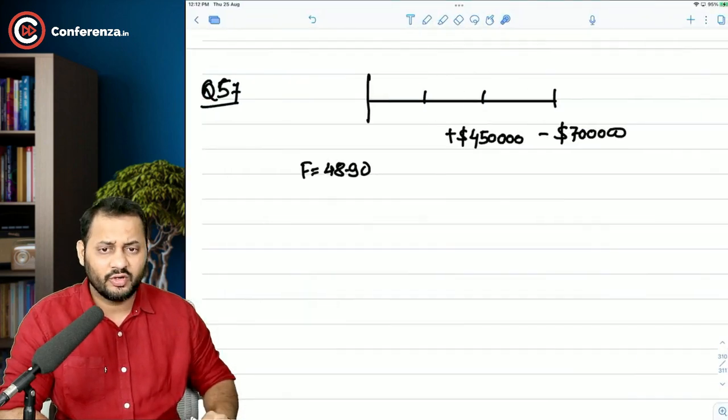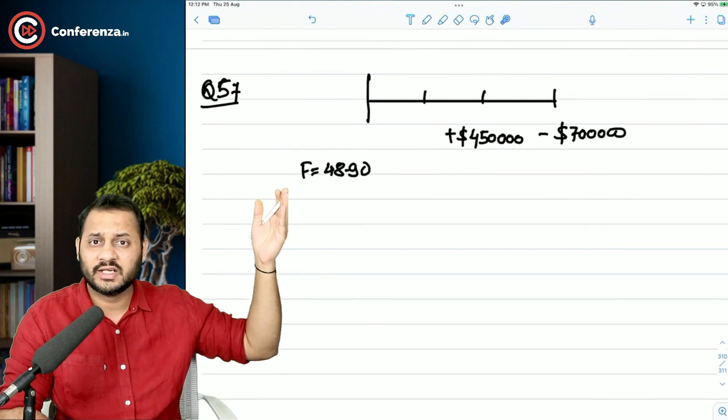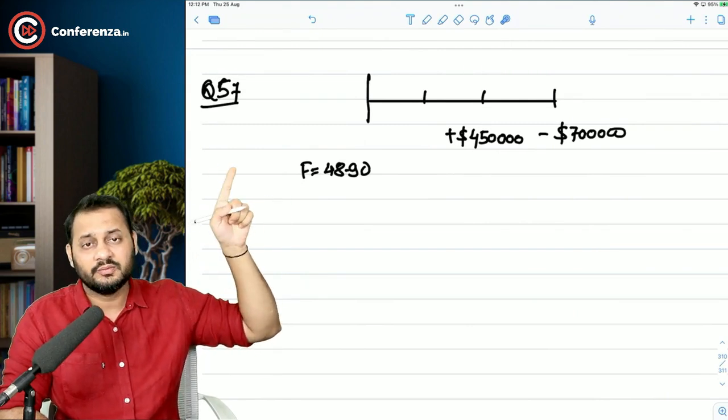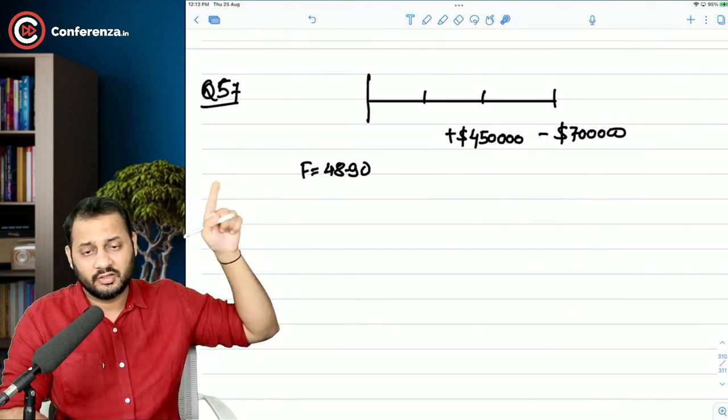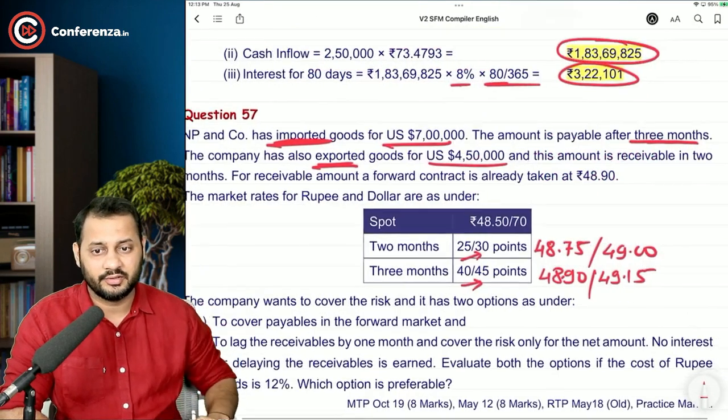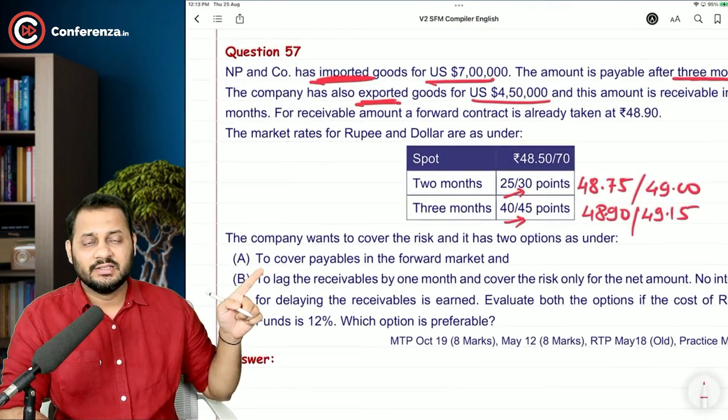Cover the risk for what? We have already covered the risk for the receivables. The only thing that is left is the payables. They are not yet covered. Cover the payables in the forward market.